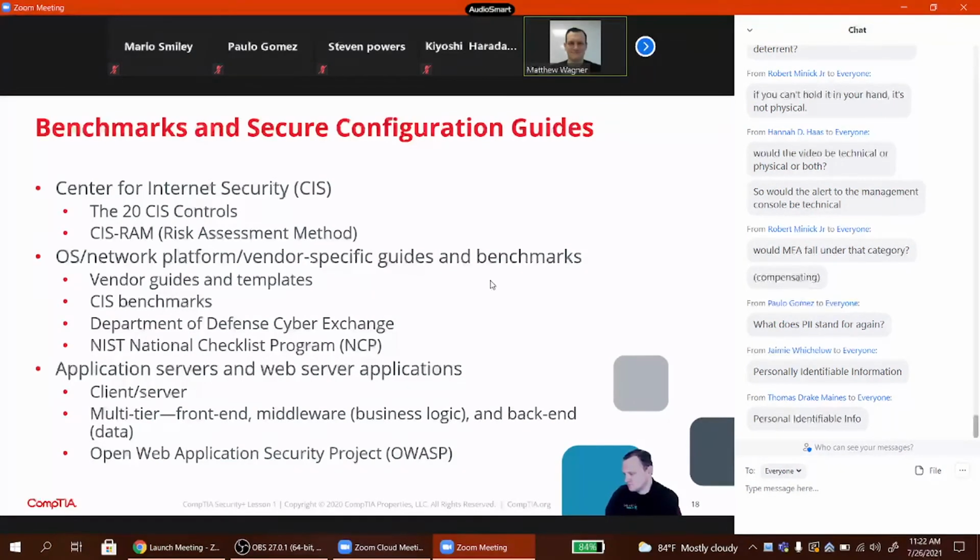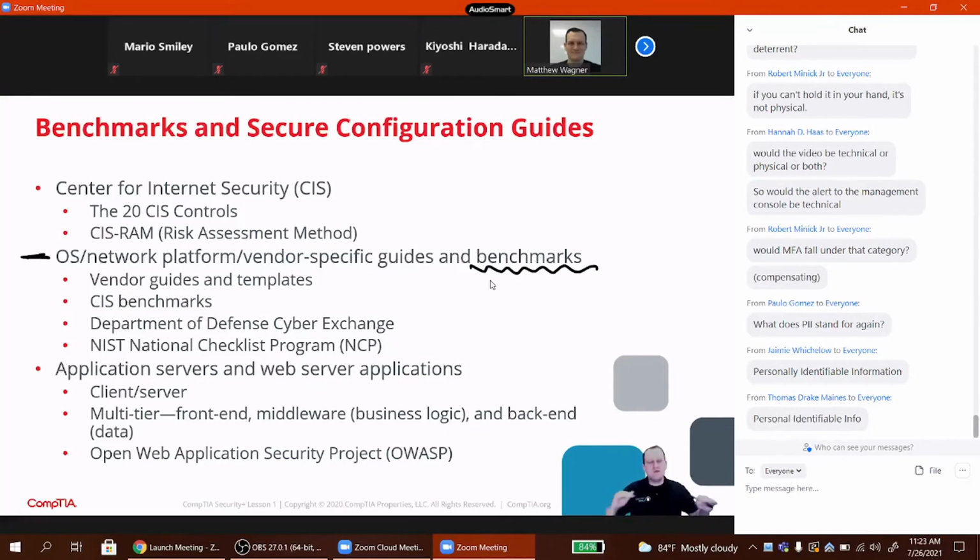And then, of course, there are going to be vendor-specific guides for how to configure something. There are going to be vendor-specific frameworks that might be put out by CIS or NIST or even OWASP. And there might even be benchmarks, something that acts sort of like a foundation, a sort of minimum set of security requirements that you should be meeting.